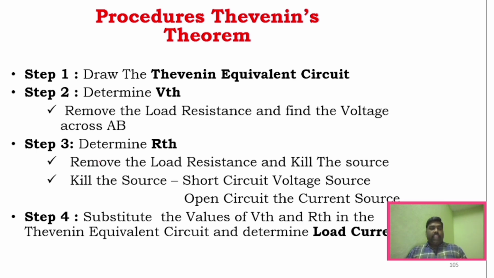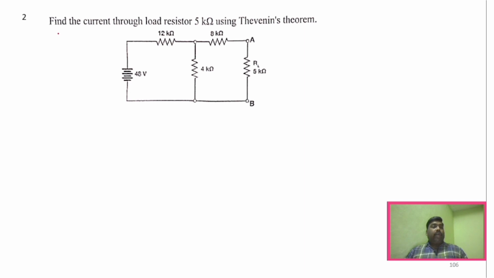So now we'll see another problem. Find the current through the load resistor 5 kilo ohm using Thevenin's theorem. The very first thing is that the load resistor is already given here as 5 kilo ohm. So this is the load resistor. Even if they do not mention it as the load resistor, if any resistor value is mentioned, that will be considered as the load resistance. I've already said, in Thevenin's theorem, what is the very first step we have to do?